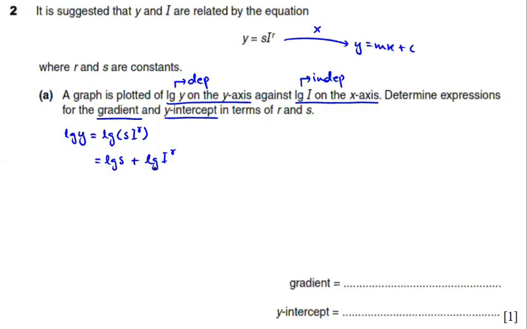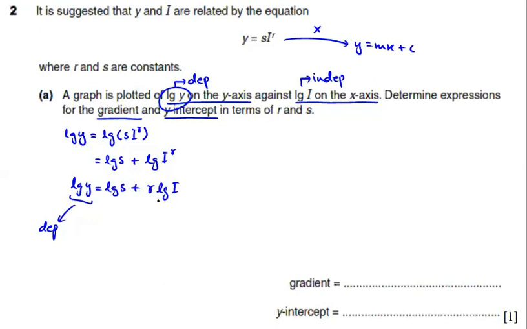Now look at this term. This term is a log of a power function, which means that it can be simplified further by using power rule. So let's simplify this term now. So right hand side now becomes log of s plus r times log of I, and left hand side is log of y. Now in this equation students, log of y is our dependent variable. See, log of y is our dependent variable, and on the other side of the equation we have two terms.